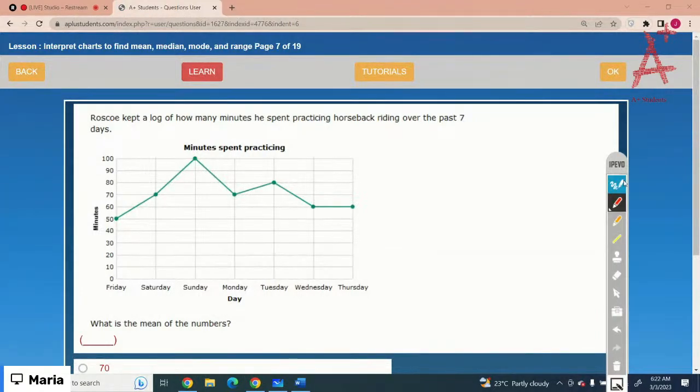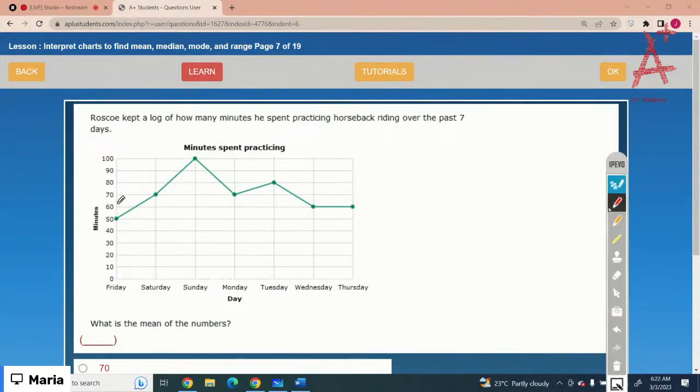Roscoe kept a log of how many minutes he spent practicing horseback riding over the past 7 days. What is the mean of the numbers? You have to calculate the mean. Just write down the numbers and add them all.